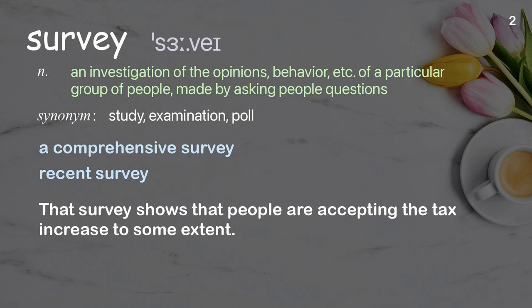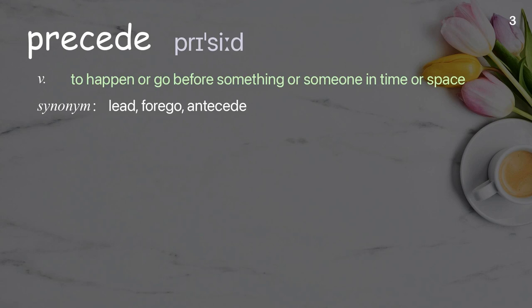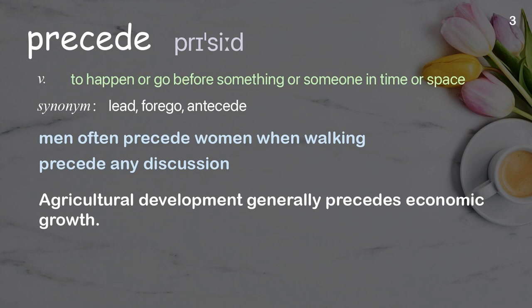Proceed. To happen or go before something or someone in time or space. Examples: Men often precede women when walking. Precede any discussion. Agricultural development generally precedes economic growth.